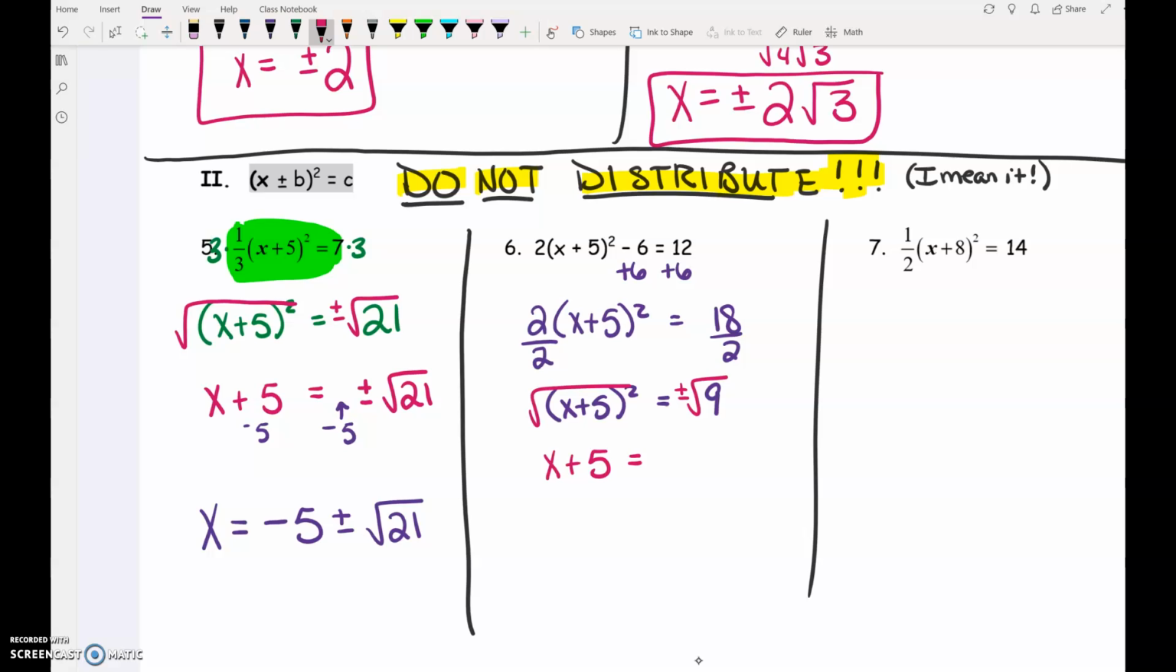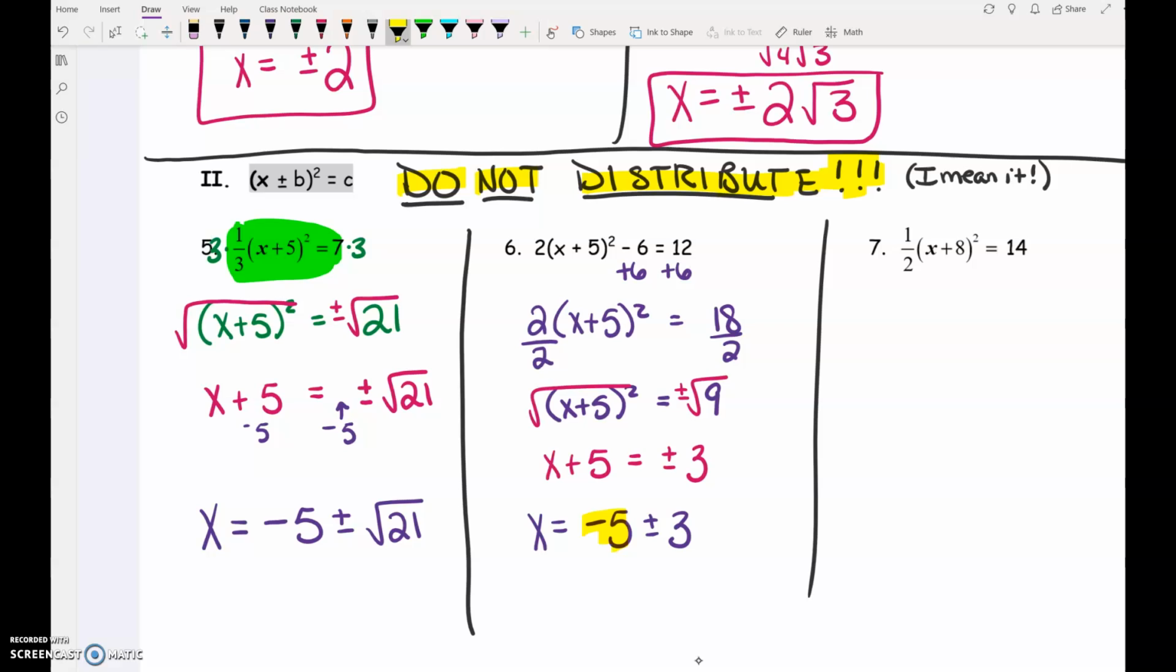What is the square root of 9? Plus or minus 3. This time when we subtract 5, we will end up with x equals negative 5 plus or minus 3. In example 5, we couldn't actually combine those together because negative 5 is a whole number and 21 is a radicand. But here, negative 5 and 3 are both whole numbers. So we can do this.